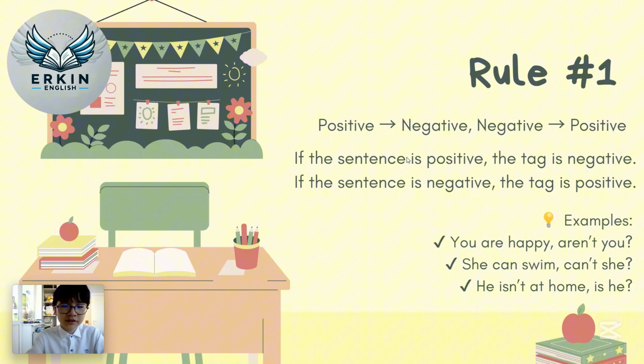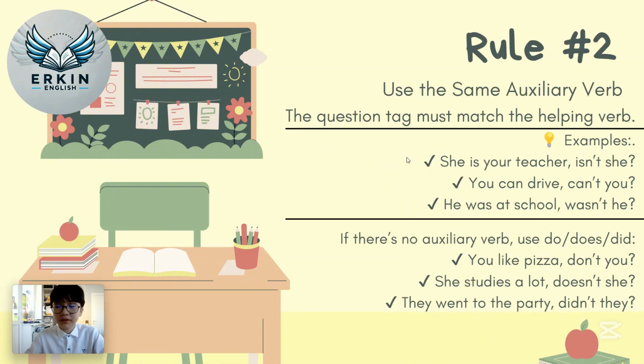Now, let's move on to the second rule. You must always use the same auxiliary verb. The question tag must match the helping verb. Now, what does that exactly mean? Let's see it through some of the examples.